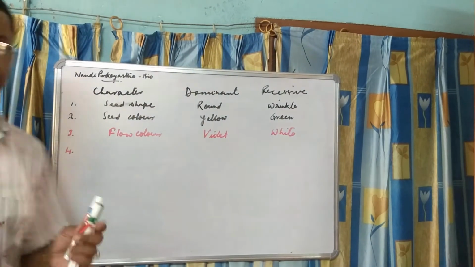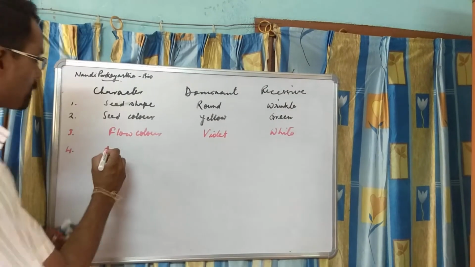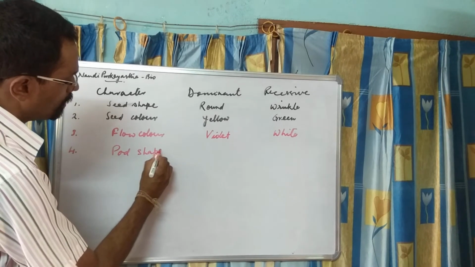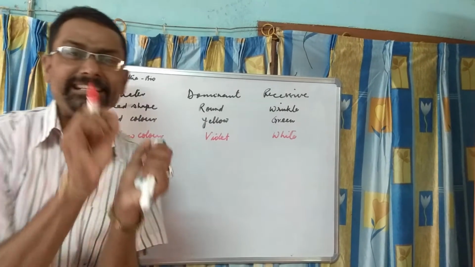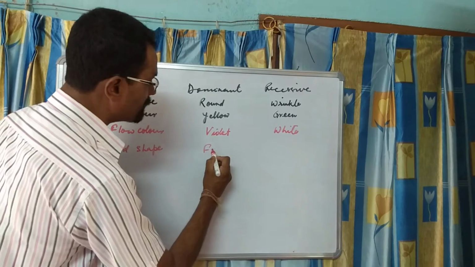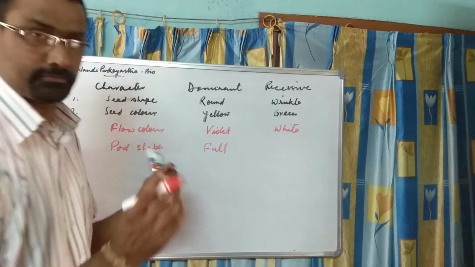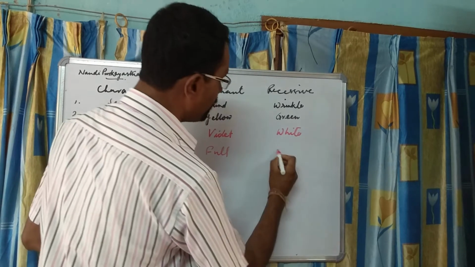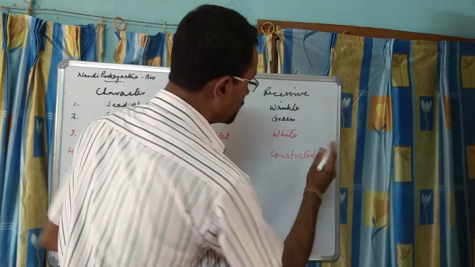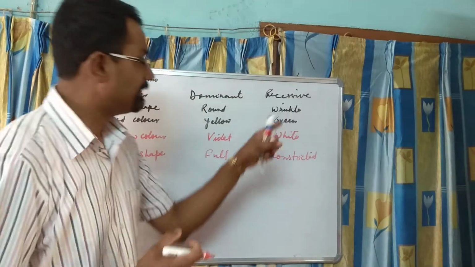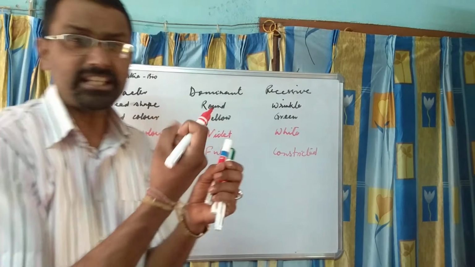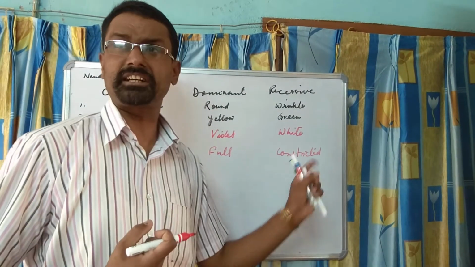Fourth, after this we will go for pod shape. Pod, P-O-D, pod shape. Pod means where you are finding the seeds, that means in the garden pea. The dominant is full. Full means inflated. The recessive is constricted. Constricted means shriveled, like that of wrinkled. Round means rounded. Wrinkled means having a shriveled nature. Here this one is also constricted.